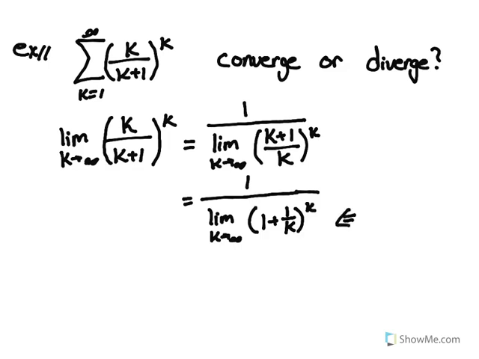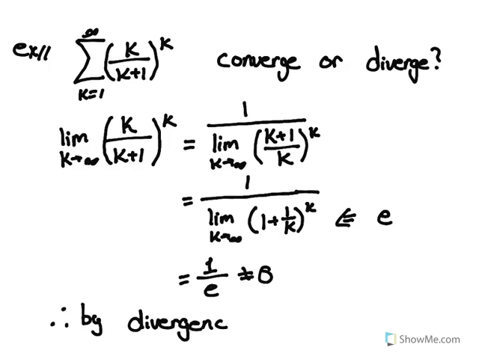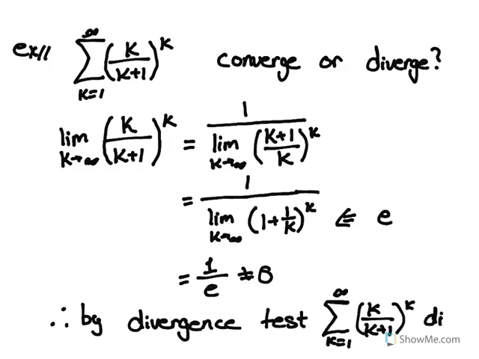And this limit here should look familiar. If you recall from A31, this is equal to e. So this whole limit is equal to 1 over e. And of course 1 over e is not equal to 0. Therefore, by the divergence test, the series sum from k equals 1 to infinity of k over k plus 1 to the k diverges.